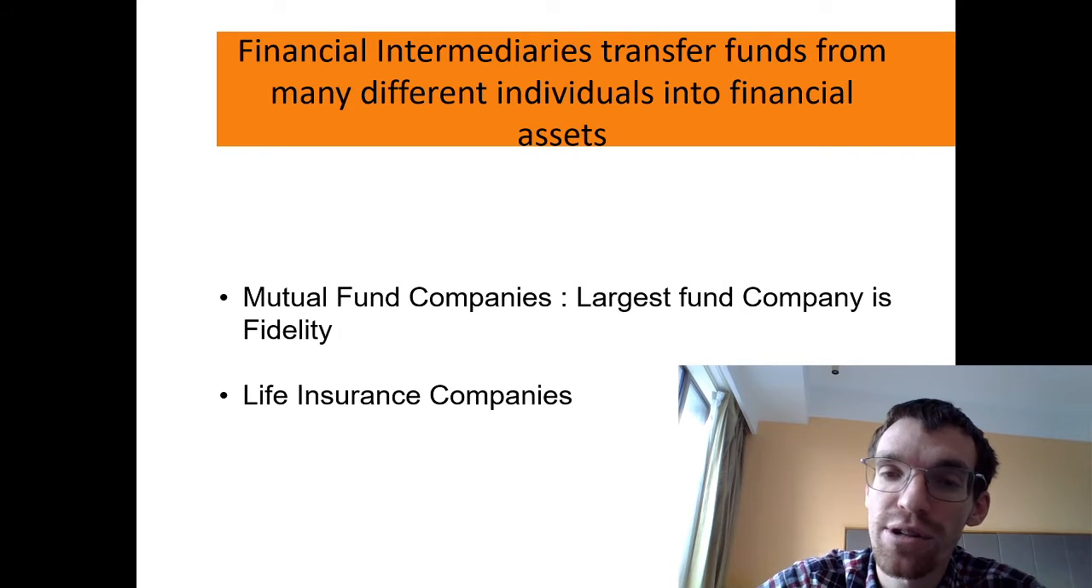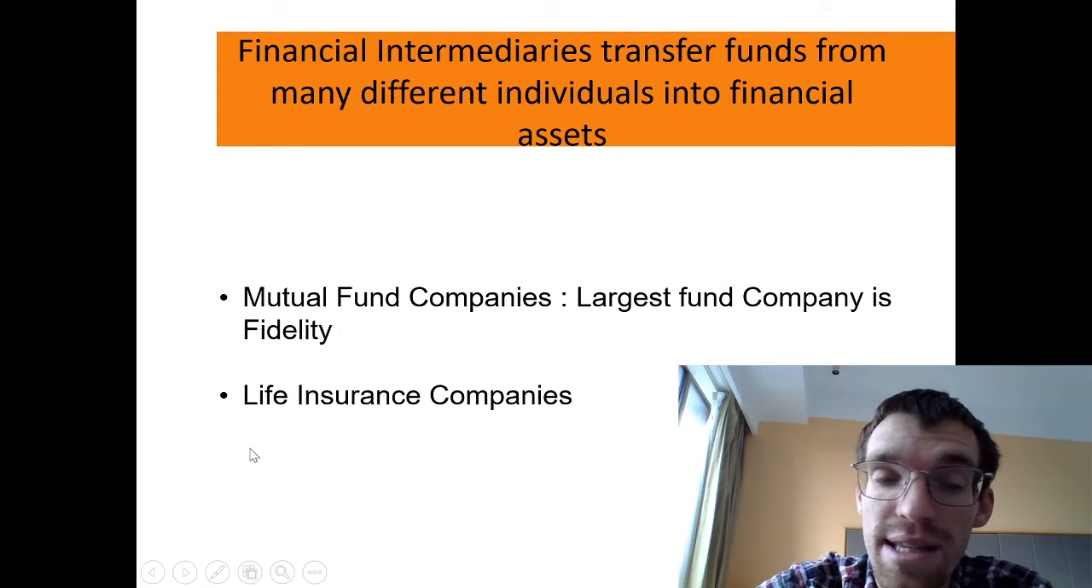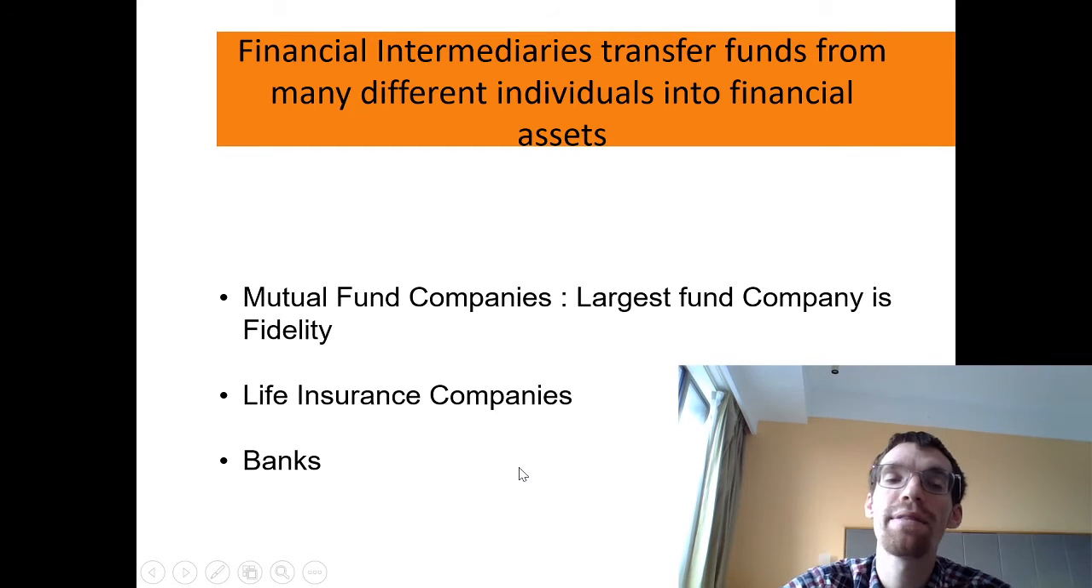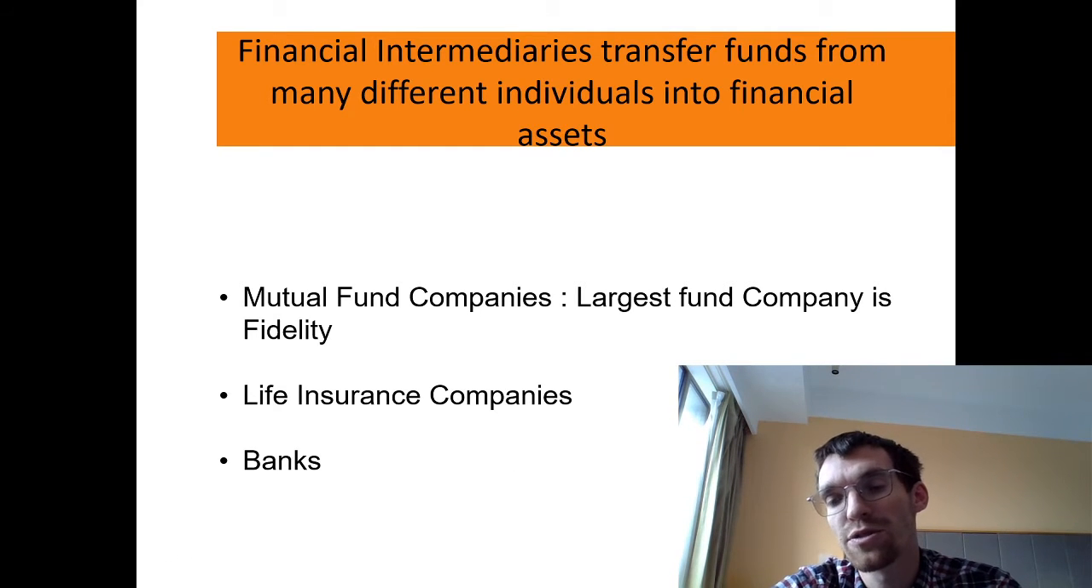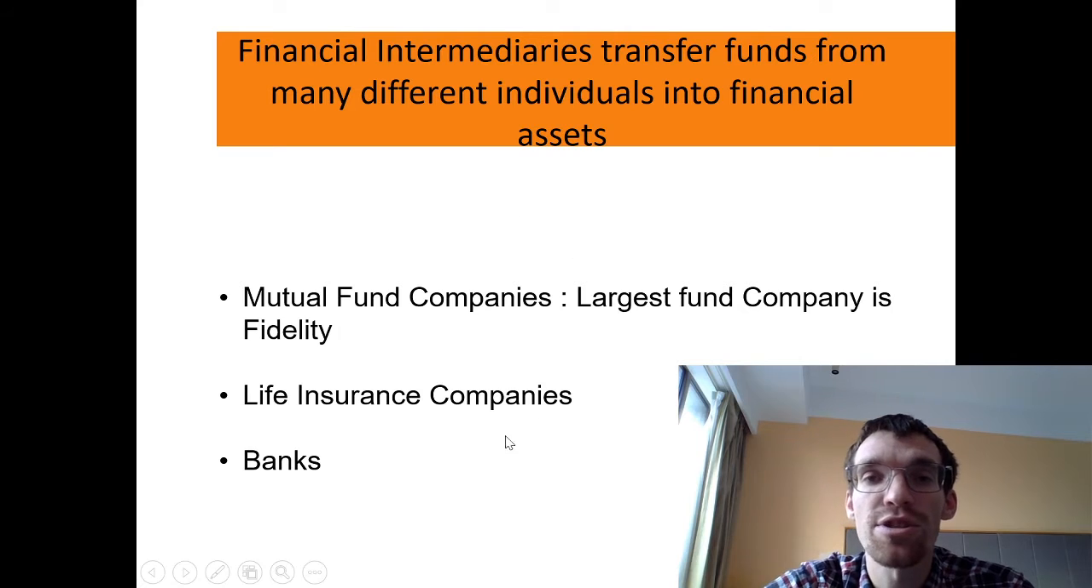We also have life insurance companies, where people can purchase life insurance so that if they die, their loved ones are taken care of. This gets complicated. Honestly, I'm not an expert on life insurance policies, but this is a huge industry. And then finally, banks. Banks are probably what we're most familiar with. Banks offer a variety of intermediary functions, some of which we've talked about already. And these are just 3 examples of financial intermediaries, okay?